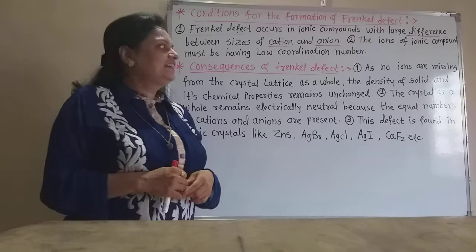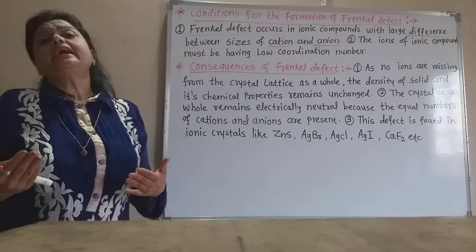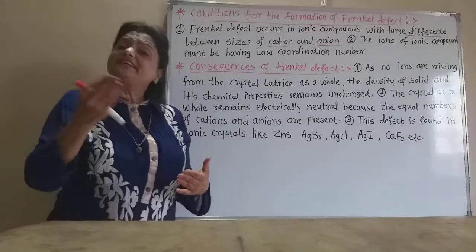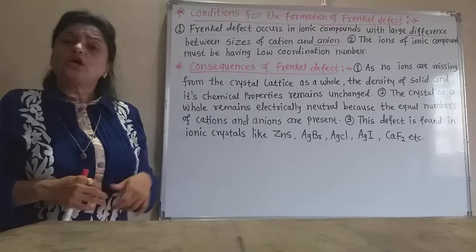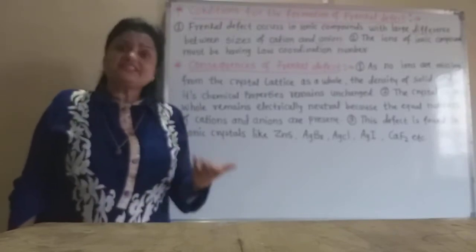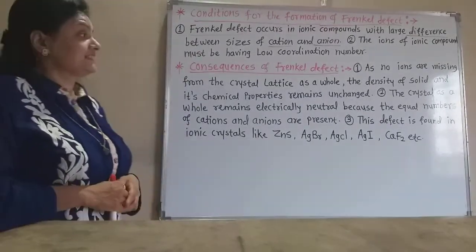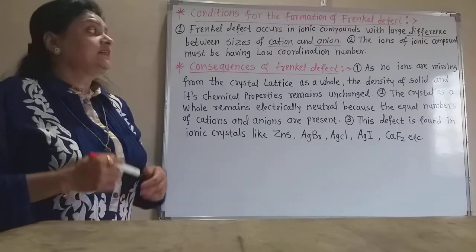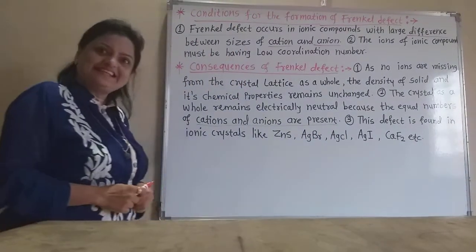The second consequence is that the crystal as a whole remains electrically neutral, because though the cation misses its original position, it remains in the same crystal lattice in the interstitial site. So there is no question of any change in the electrical properties. Both the numbers of cations and anions remain the same in the crystal lattice, so the electrical property also remains unchanged. The crystal remains electrically neutral because equal numbers of cations and anions are present in the lattice.